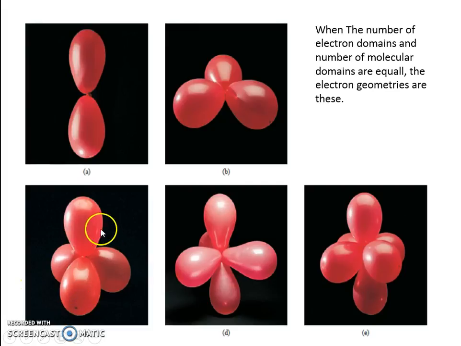Here we have an AB4 molecule with 4 molecular domains and 4 electron domains. This is named tetrahedral. Then we have five molecular domains and 5 electron domains, named trigonal bipyramidal, and finally 1, 2, 3, 4, 5, 6 atoms surrounding the central atom with 6 electron domains is named octahedral shape.